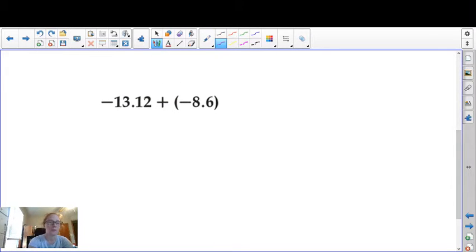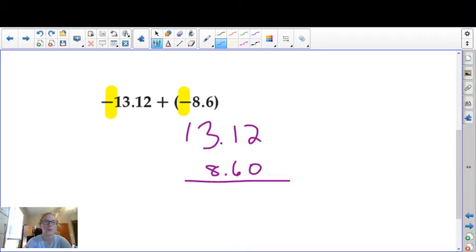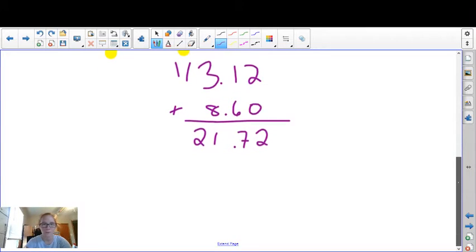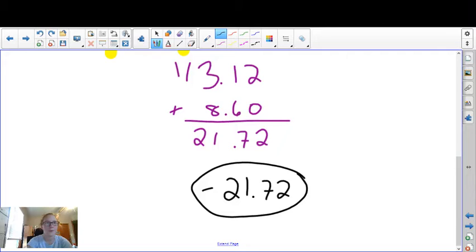Since these are both negative to start with, what you're going to do is just add the numbers together. Remember, we line up by the decimal point. If there's missing stuff, we add zeros. So 2, 7, 11, 21. So you add them together, and then on the end, you just stick that negative sign on. Neato.